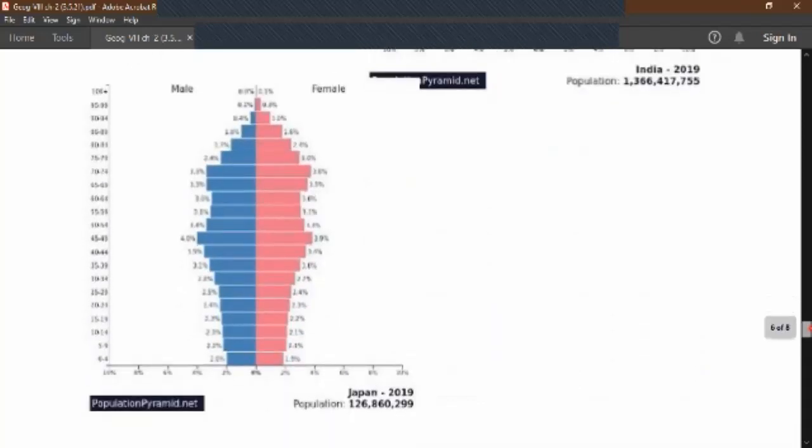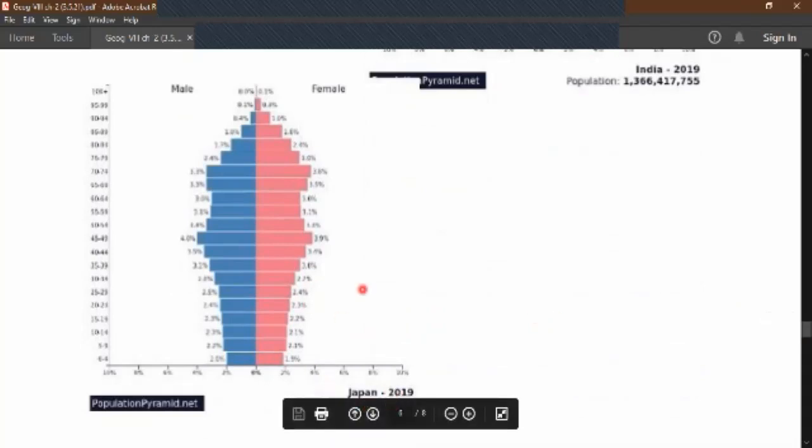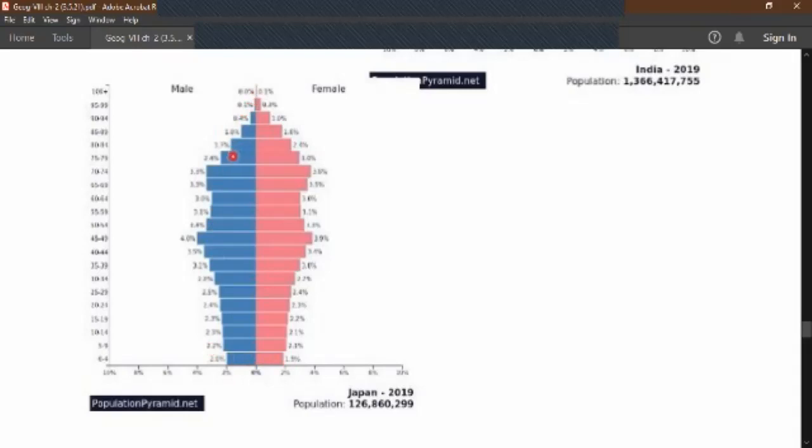Then the case of Japan. This pyramid is showing the population of Japan. In Japan, a low birth rate makes the pyramid narrow at the base, and a decreased death rate allows more people to reach old age. So this is the structure of the population pyramid of Japan.